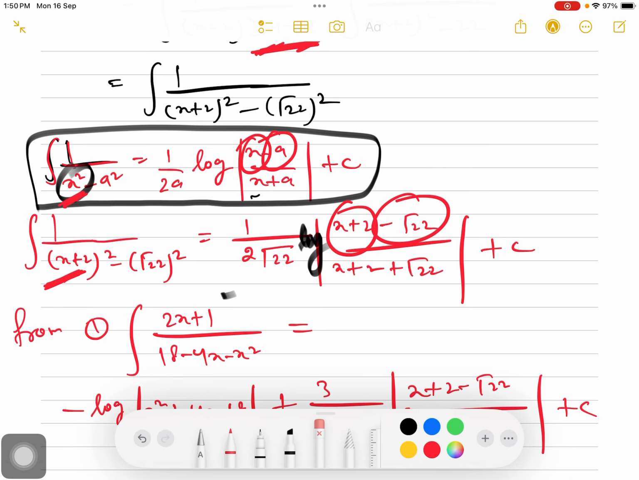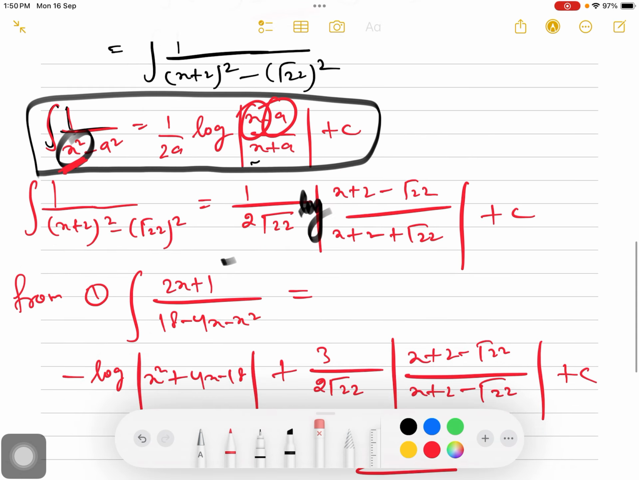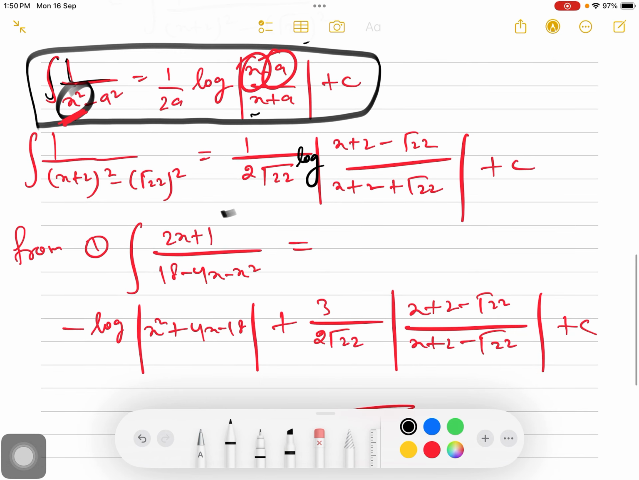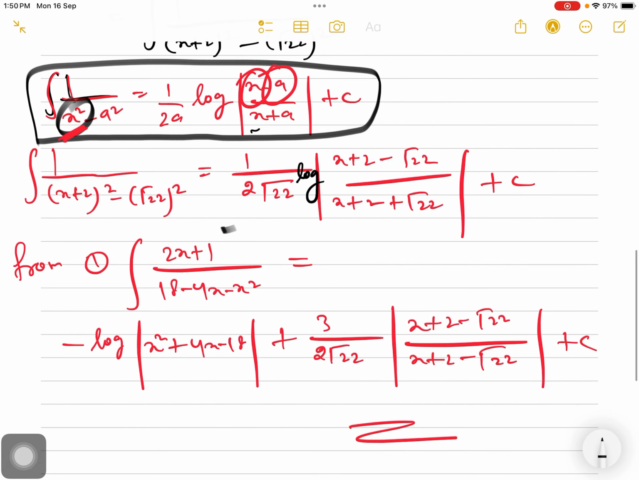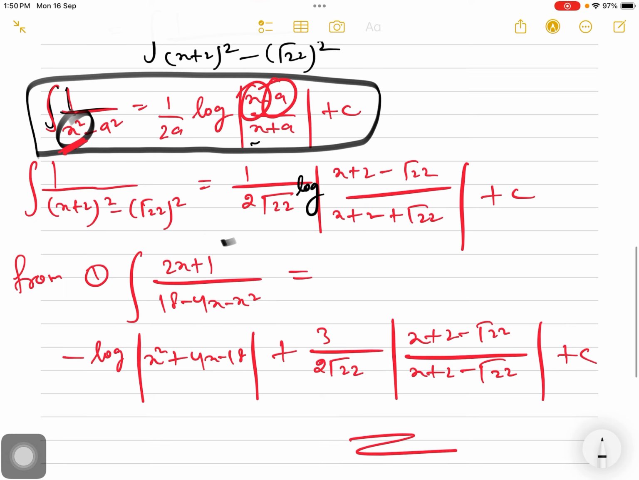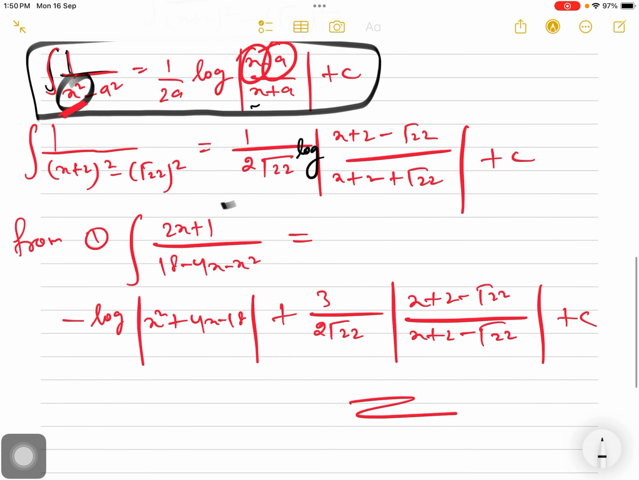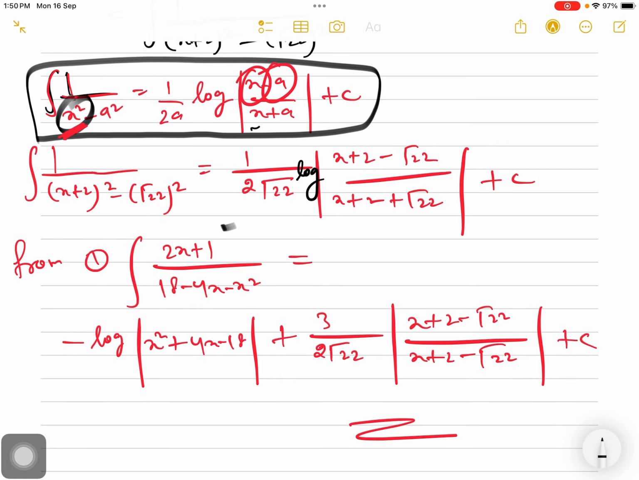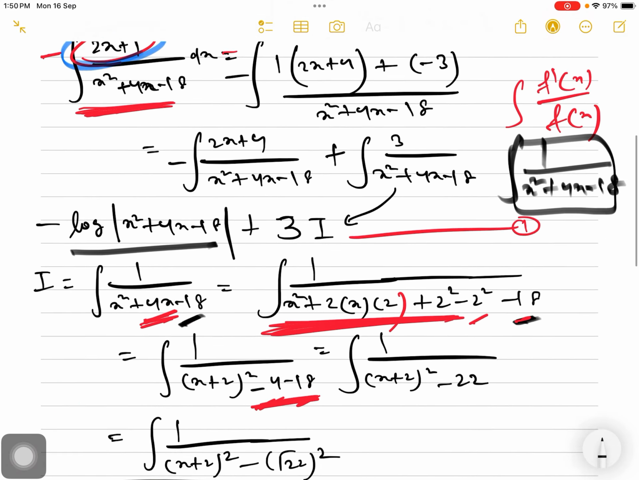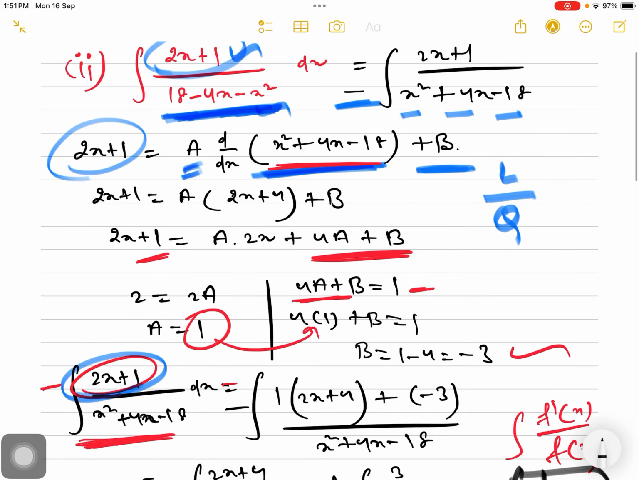One second, so here I have put log. Okay, I'll write with a black pen. Yeah, log. So we solved this. In that I part we have solved. Here we got our answer for the I part.